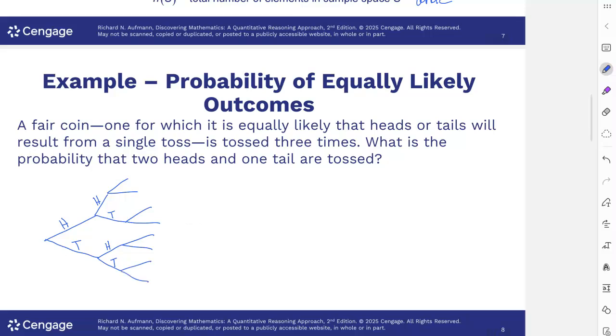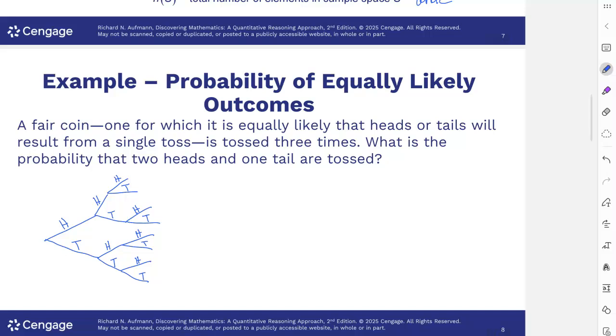So if I had a heads, then a heads, that third toss is going to result in either a heads or a tails. Same thing here. If I would have had a heads and a tails, then I would have gotten, again, a heads or a tails. And same thing down here with these branches. So then we could follow this tree diagram and list all the different possibilities.